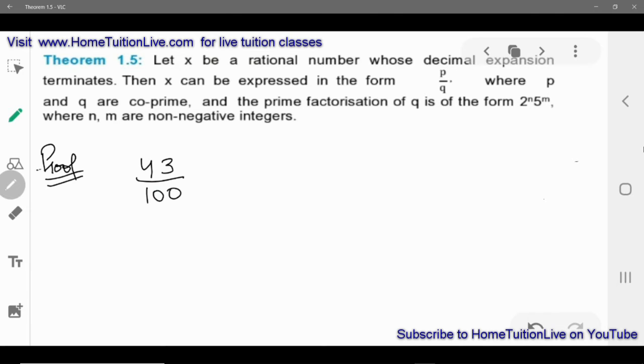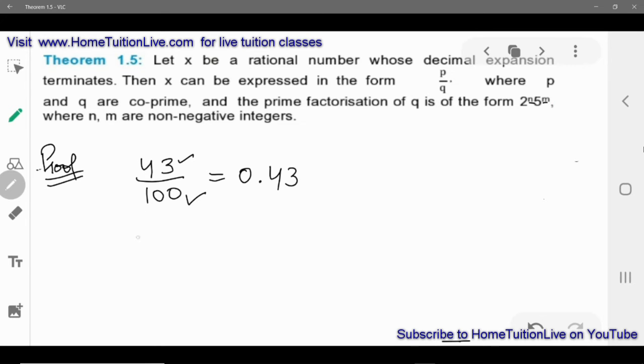So this is a rational number, and its decimal expansion is 0.43. Here p and q are co-prime. p is 43, q is 100. 43 and 100 are co-prime numbers, and the prime factorization of q is in the form 2 raised to the power n, 5 raised to the power m, where n and m are non-negative integers, meaning n or m can be 0, 1, 2, 3 and so on.